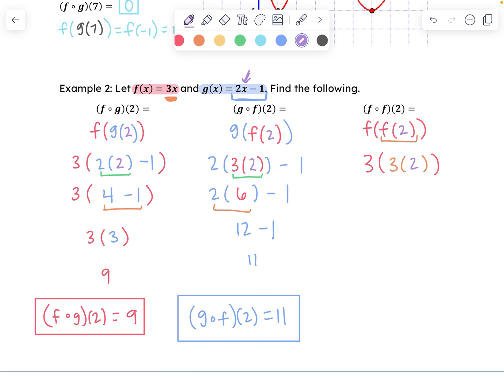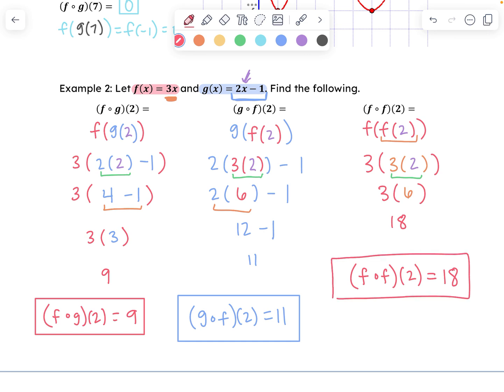And then we just got to clean it up a little bit. So starting with that 3 times 2, that would simplify down and give me a 6. And then I still got that outside part of that 3 times that 6, which would get me down to 18. So I could say that f of f of 2 is equal to 18. We're just taking functions and plugging them into other functions or plugging them into themselves. That is a possibility.